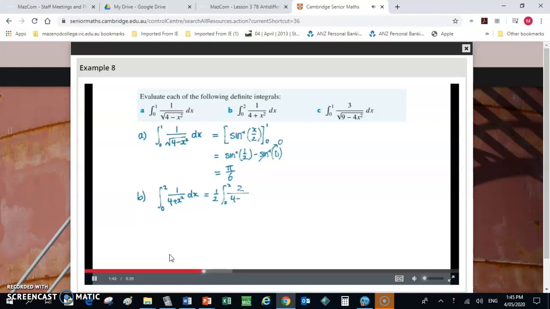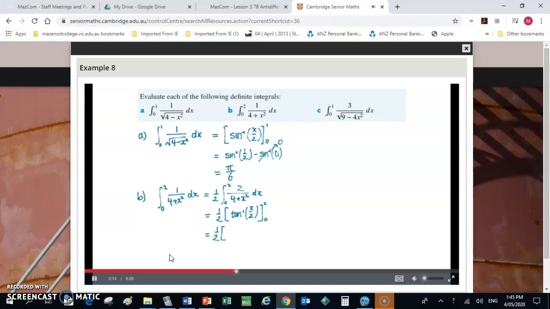But I can't put a 2 on the top unless I decide to cancel that out with a half. The half and the 2 cancel each other out. And now we have a standard tan inverse formula. And so that's tan inverse of x on a, which in this case will be tan inverse of x over 2. And again, we've got terminals of 2 and 0. And so we're going to substitute those numbers in.